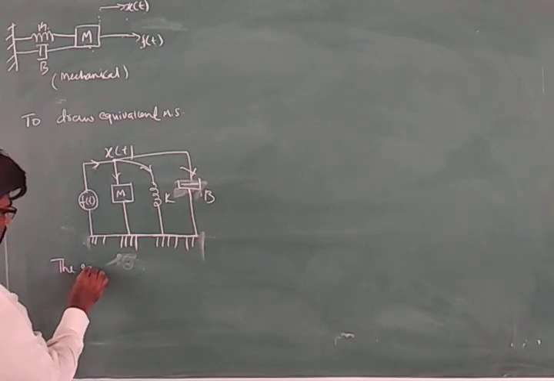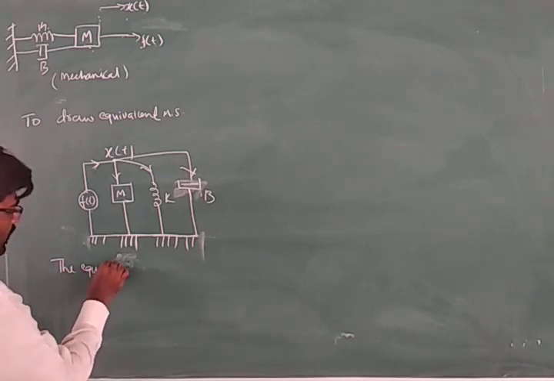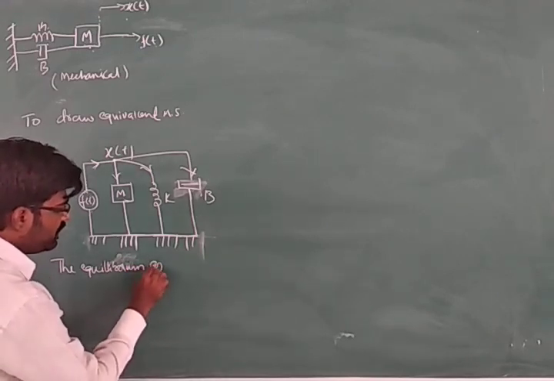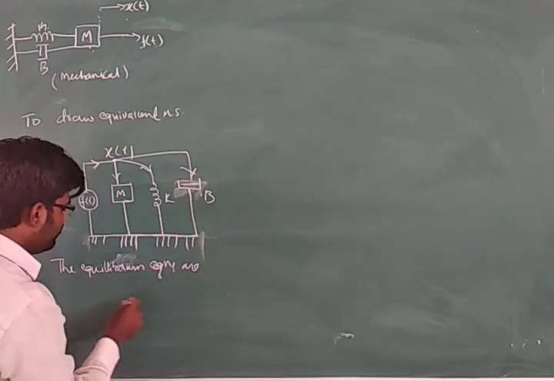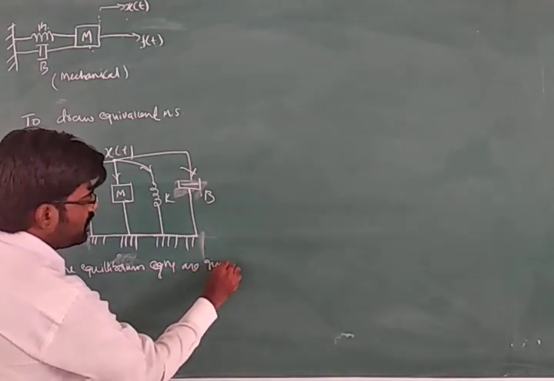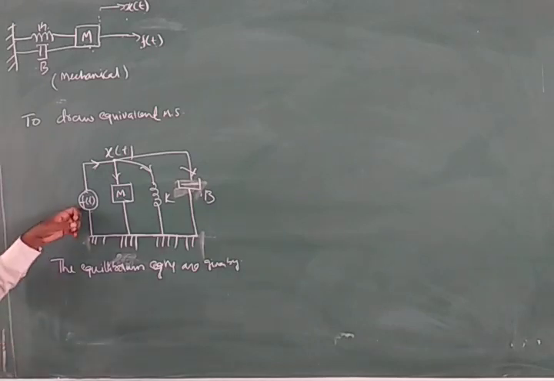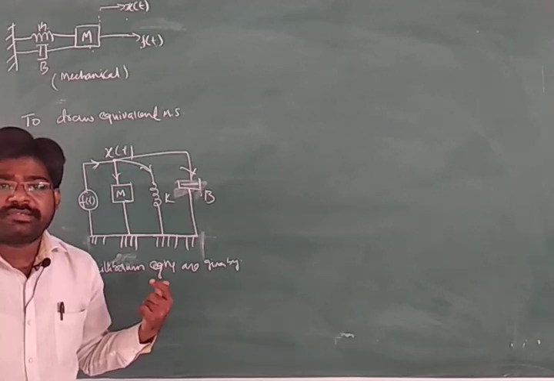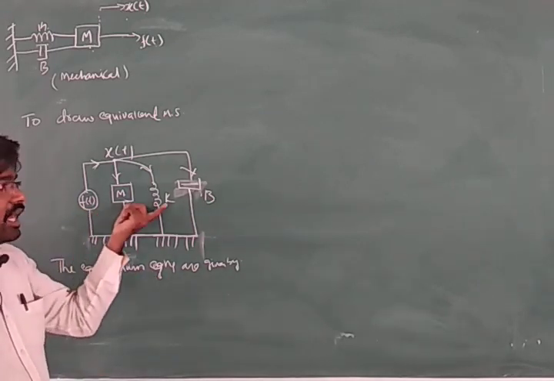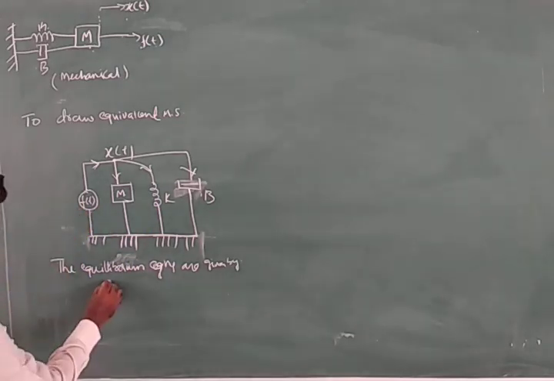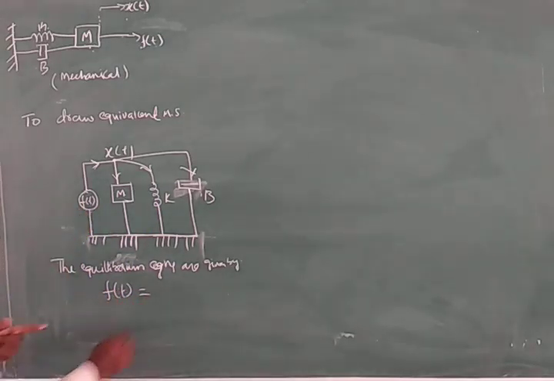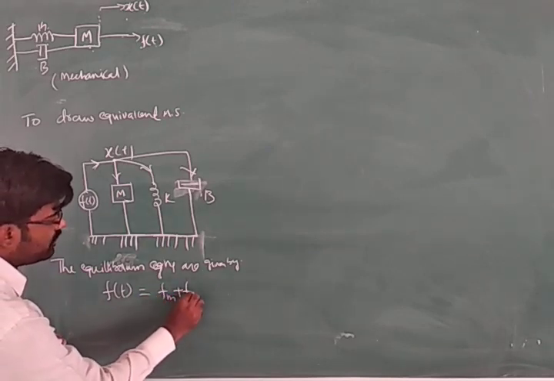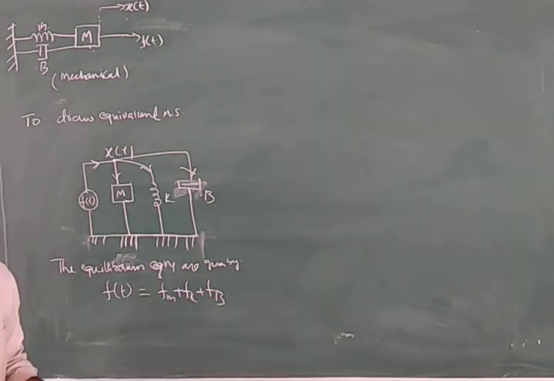The equilibrium equations are given by f of t. Now we have to apply Newton's second law here, law of equilibrium or Newton's second law. Sum of the applied forces are equal to sum of the opposing forces. Applied force is f of t. Therefore f of t is equal to what? F of t is equal to fm plus fk plus fb. Like this we have to write.